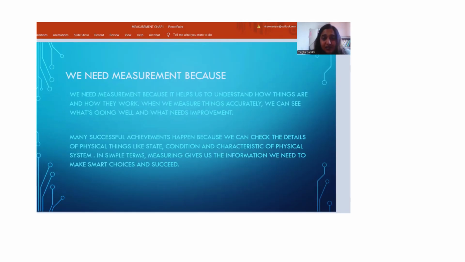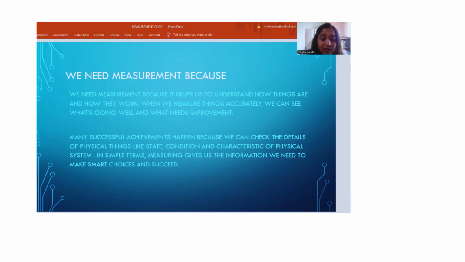We need measurement because it helps us to understand how things are and how they work. When we measure things accurately, we can see what's going on well and what needs improvement. Many successful achievements happen because we can check the details of physical things like the state, condition, and characteristic of a physical system. In simple terms, measuring gives us the information we need to make smart choices and succeed.